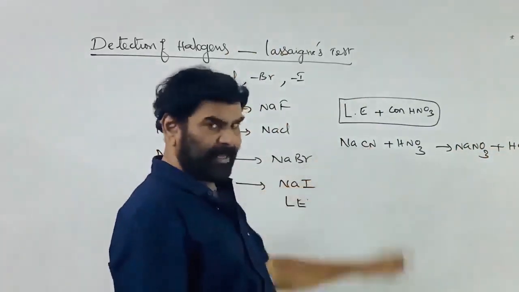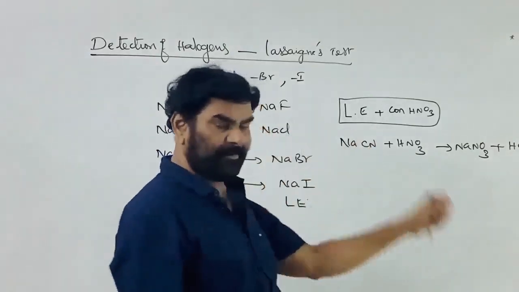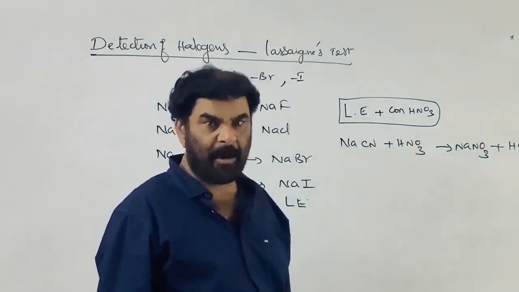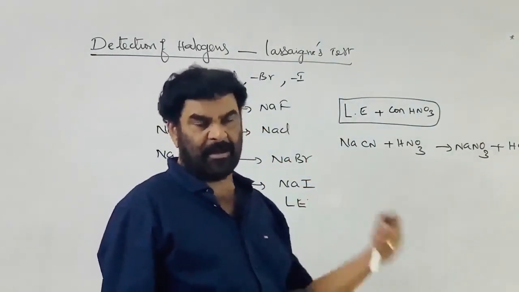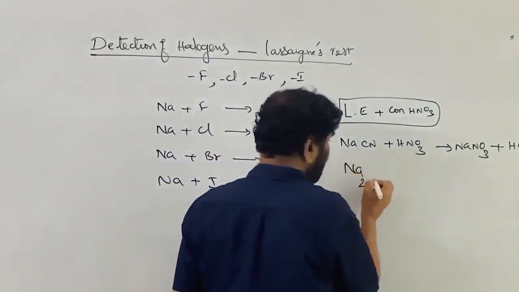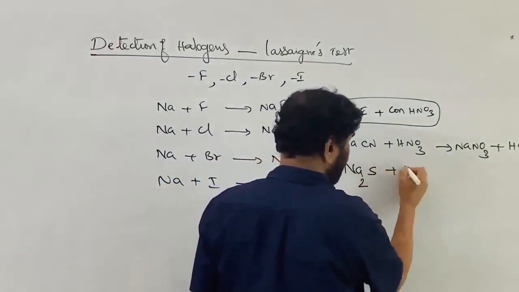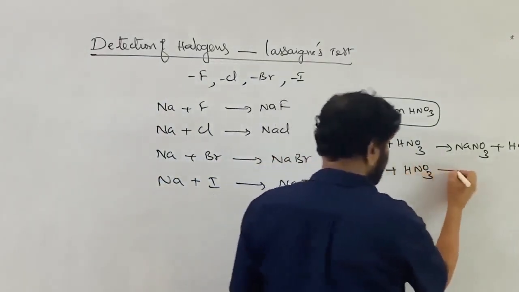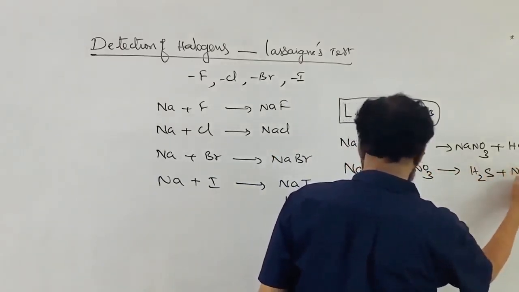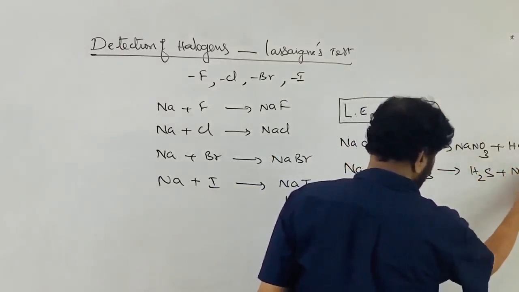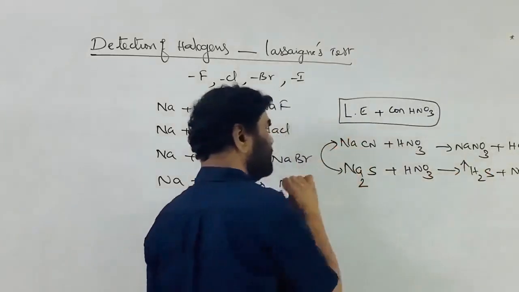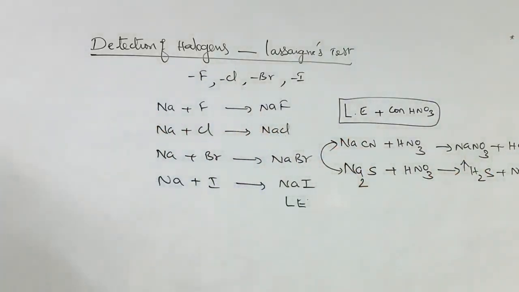To prevent the interference, the detection of the halogen can be carried out on the Lassaigne's extract in the absence of cyanide and sulfide. If sulfur is present in the given compound, it is converted to sodium sulfide, and on addition of HNO3 it is converted into H2S plus NaNO3, nitrate. This is also a gas. We are decomposing these two to prevent the interference of the nitrogen.